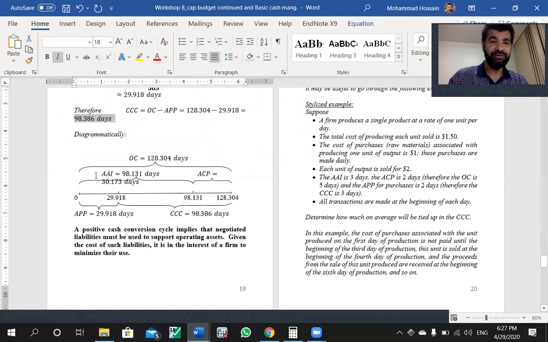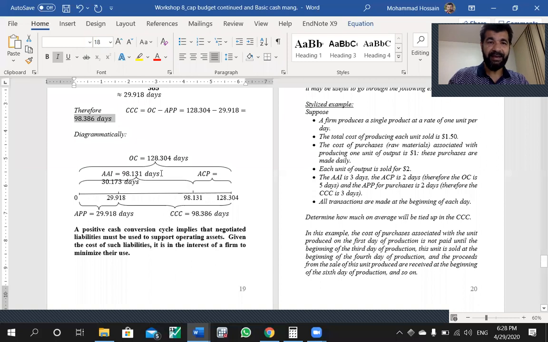So they're showing you a diagram in here. Okay, so AAI, how much is AAI here? 98 days. Okay, 98 days. AAI means average age of inventory. So inventory stays in 98 days.